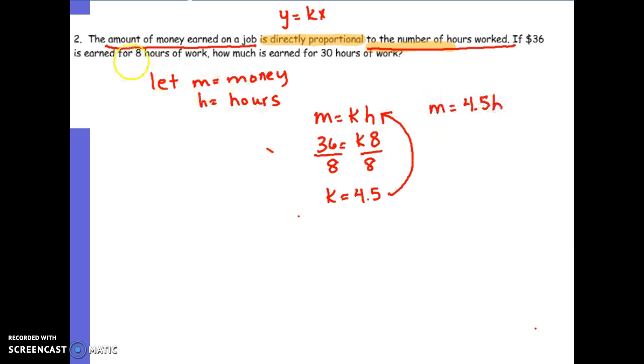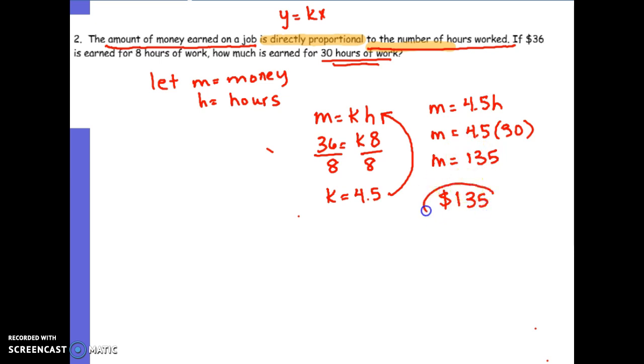The rest of the question says how much is earned for 30 hours of work? Well, we know that H is 30, so we figure out our money. 4.5 times 30, so our money is going to be $135.